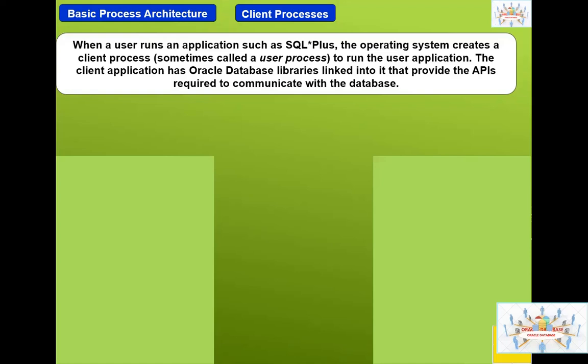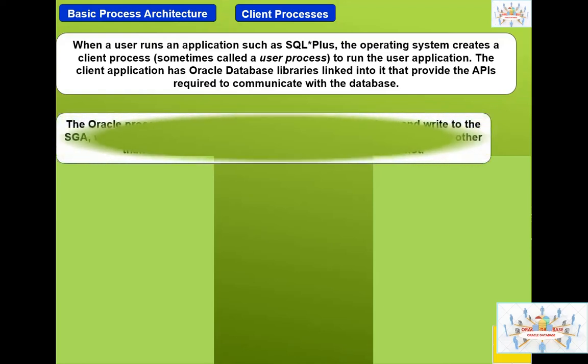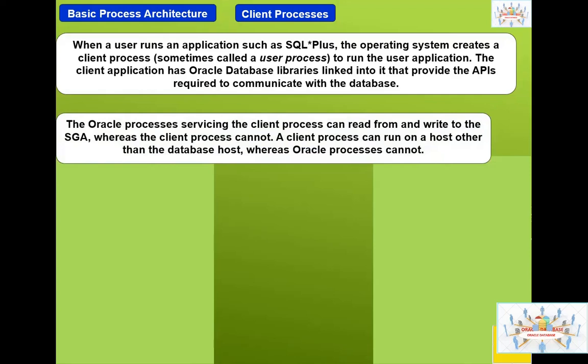The client application has Oracle database libraries linked into it, and that provides the APIs required to communicate with the database. Understood? If it is SQL, it has the relevant compiler, SQL engine, and how it is going to work with the database, linked APIs, application program interface, and those things are there. That is basically to communicate with the database. And the Oracle processes servicing the client process can read from and write to the SGA.